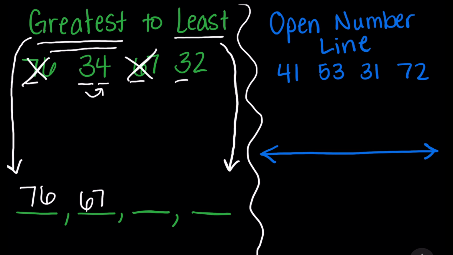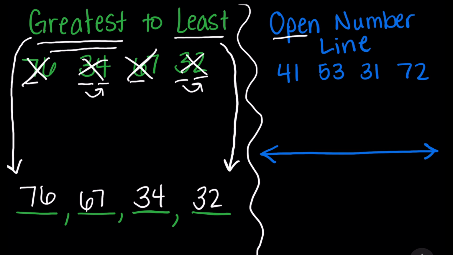But the last two numbers both have 30. So we need to compare the 4 and the 2. 4 is the greatest, which means 32 is the least. It is the smallest in that list of numbers. Good job. Okay, let's move on to the other side of the screen, the blue screen.